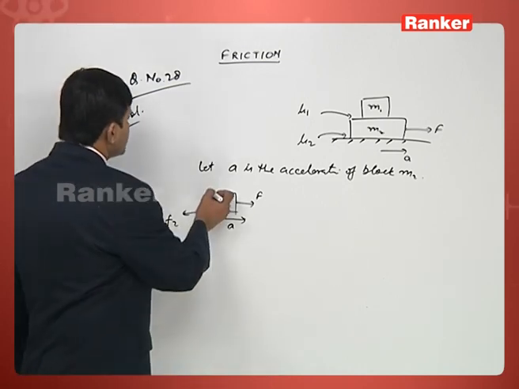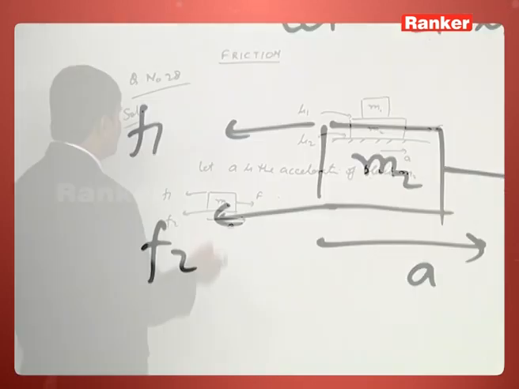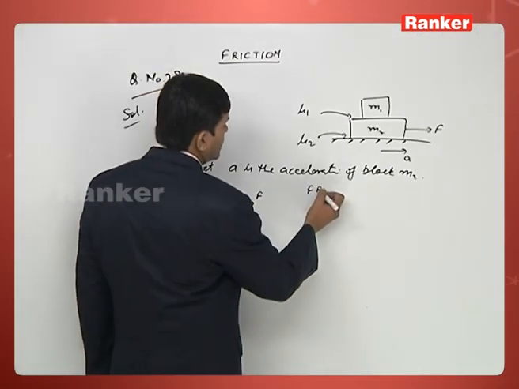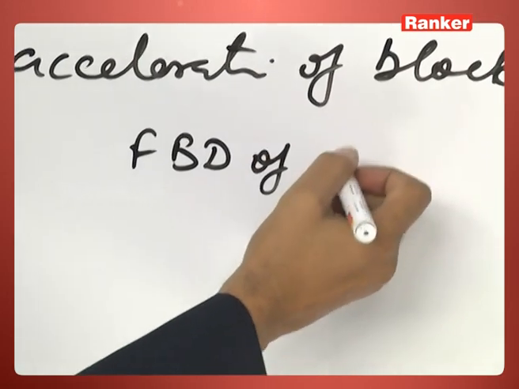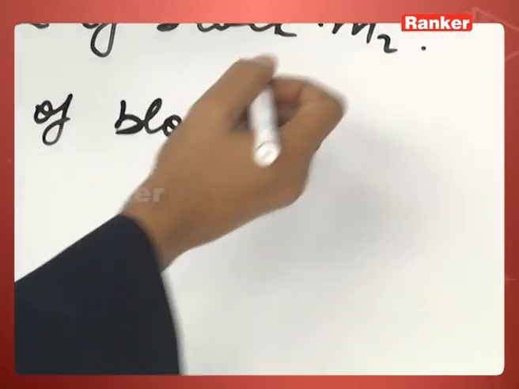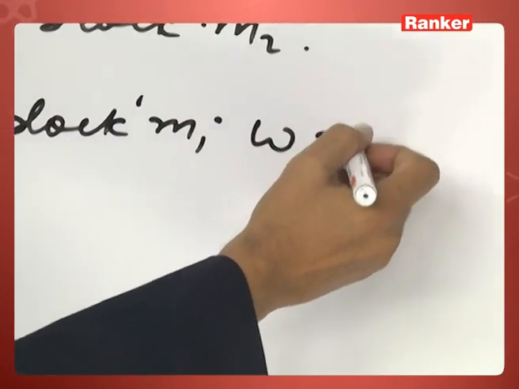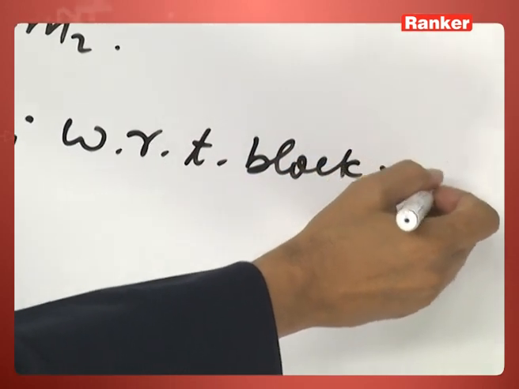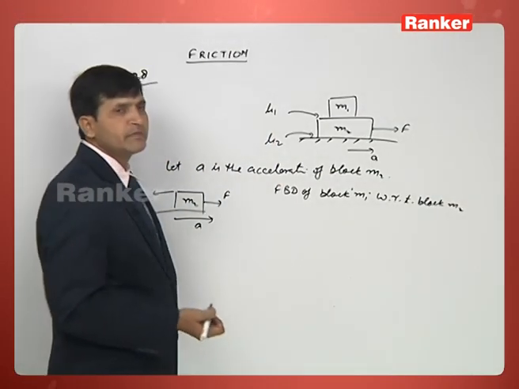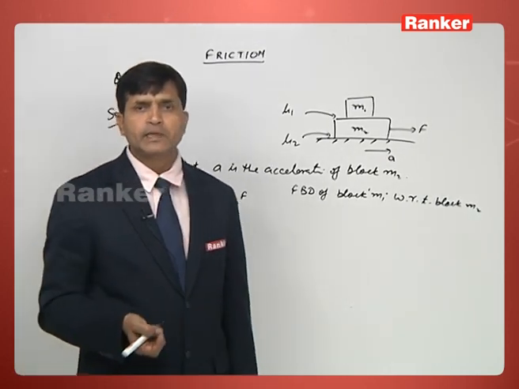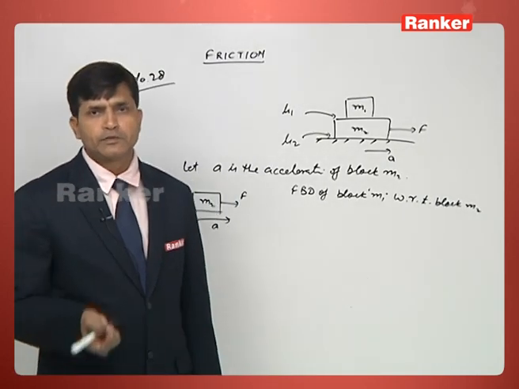Now, one friction will be here, F1. Now I am making the FBD of block M1 with respect to block M2. Because we want to see the slipping between M1 and M2, it will be better to make the FBD of block M1 with respect to M2.